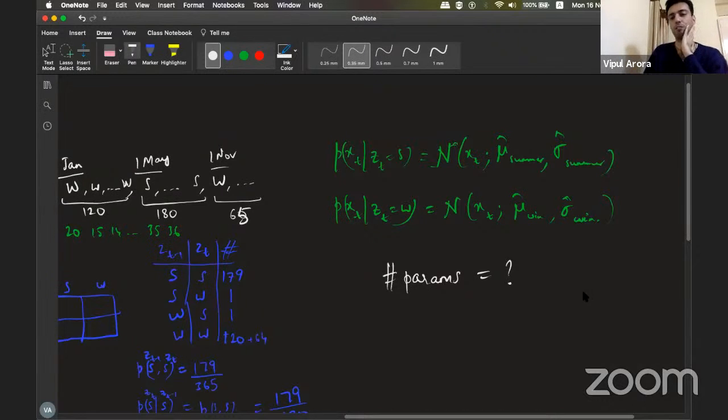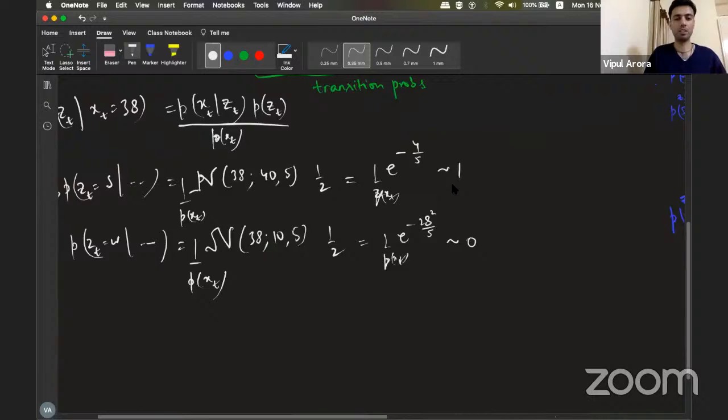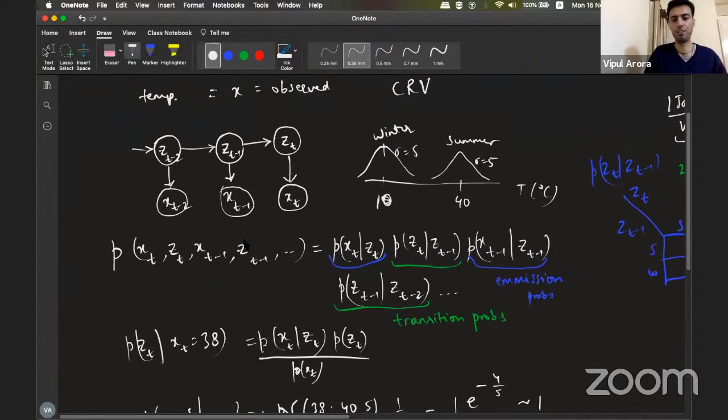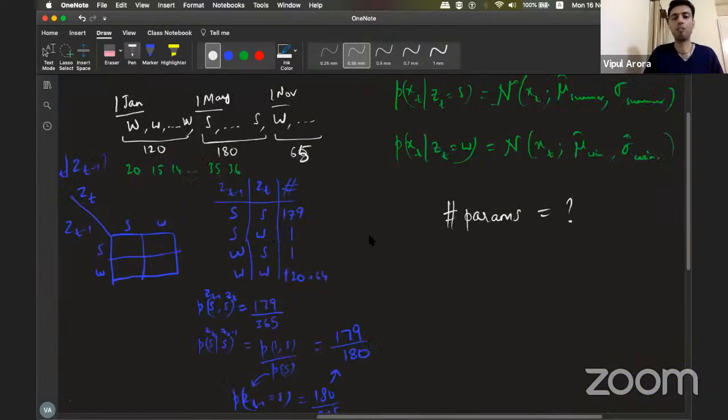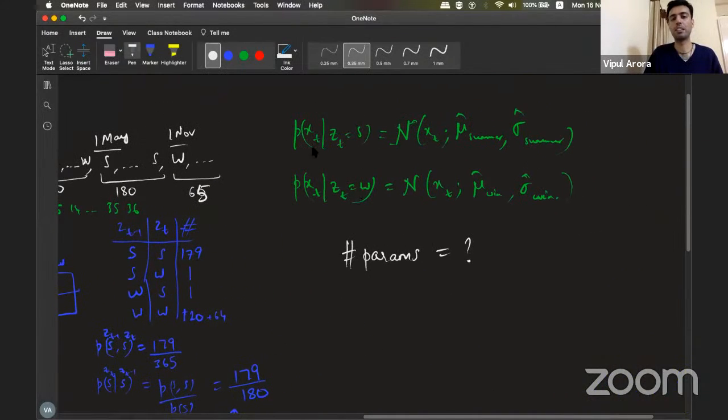Okay, so let's find out. This mu for summers is one hyperparameter, one parameter. Sigma is one parameter. Basically, to specify this joint PDF, how many parameters are required? I need to know the mean and standard deviation, if I am assuming this as a Gaussian, for each of the discrete cases. So there are 2 discrete cases, so there are 4 of these here. 4 for the emission probability, and plus the transition probability.